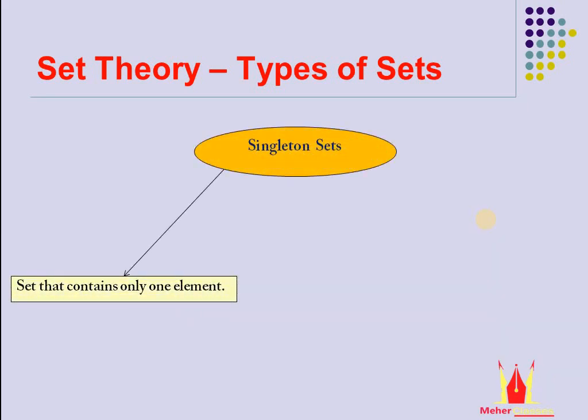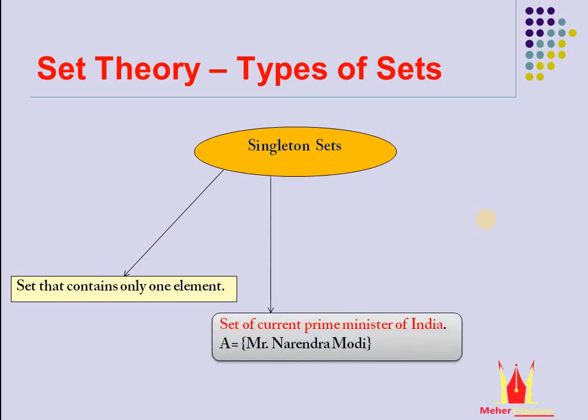Now let's talk about the singleton set. It is a set that contains only one element. So it's pretty easy and pretty straightforward. If you have a set of the current Prime Minister of India, it's Mr. Narendra Modi, so A is the singleton set.